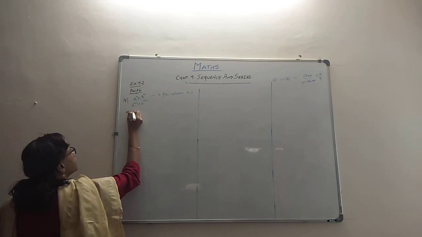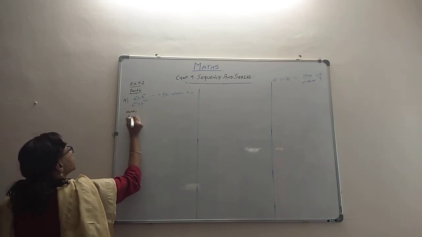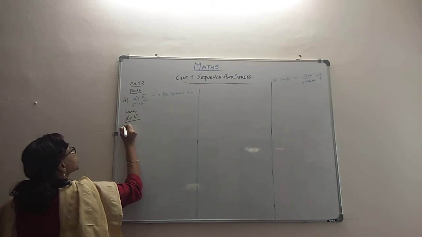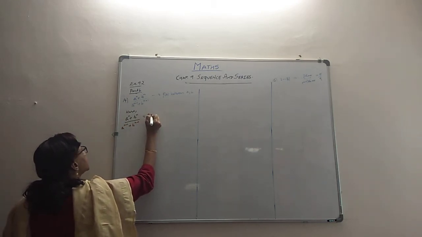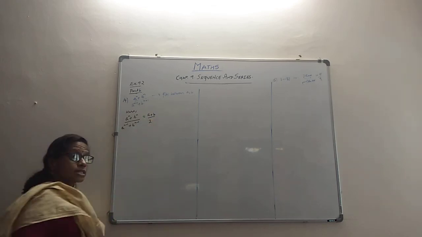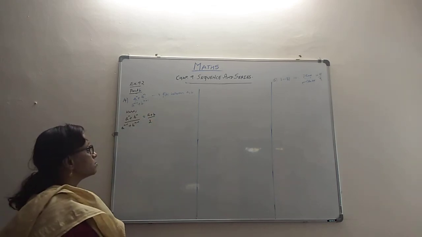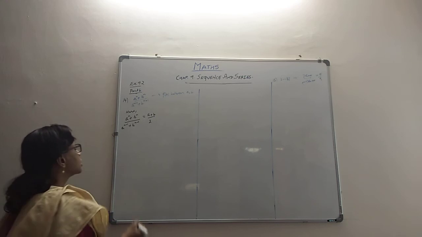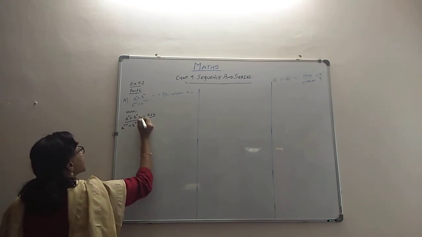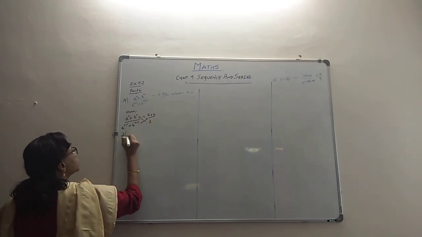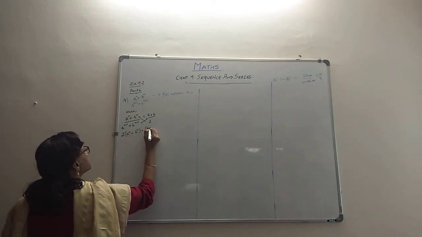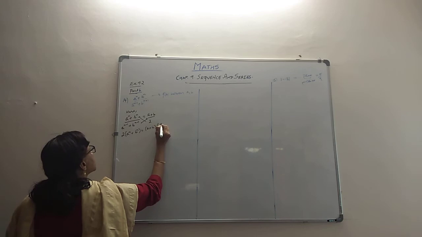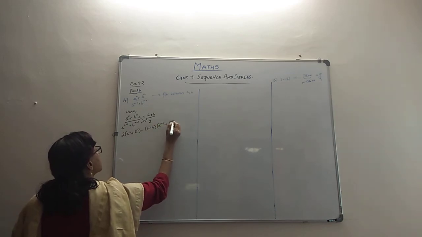Here, (a raised to n plus b raised to n) by (a raised to n minus 1 plus b raised to n minus 1). They say it's an arithmetic mean between a and b. That means it is this, right? So it comes for us to solve this. Let's have this going that side and this coming here. So it's like 2 times (a raised to n plus b raised to n), and it's like (a plus b) times (a raised to n minus 1 plus b raised to n minus 1).